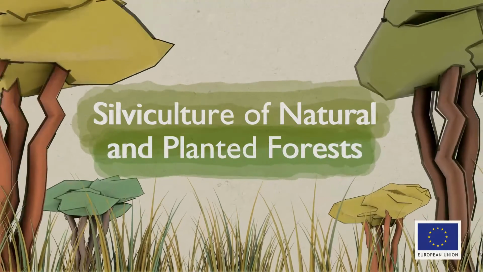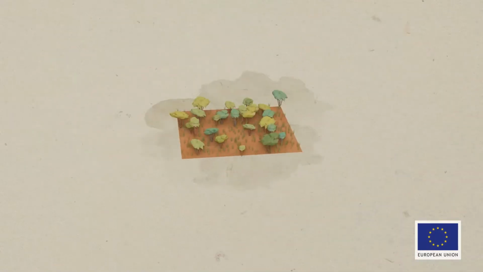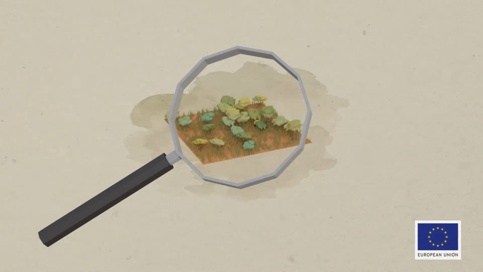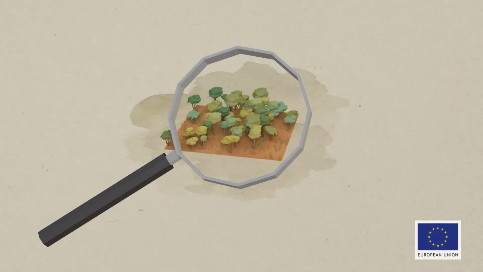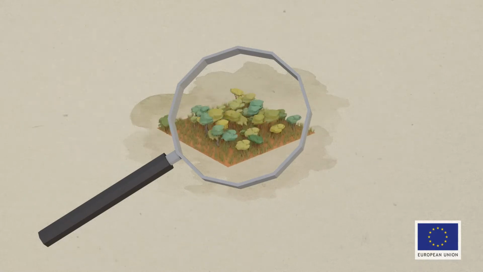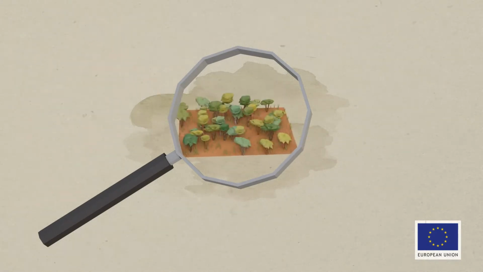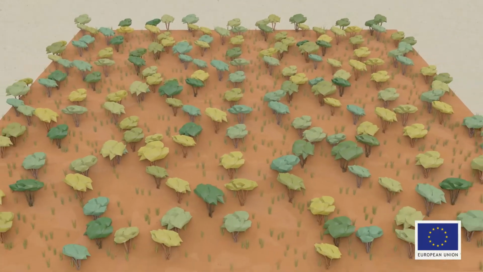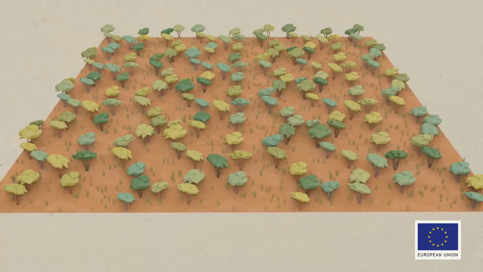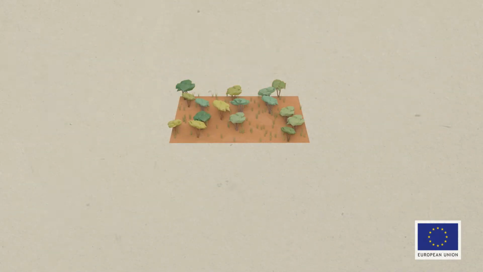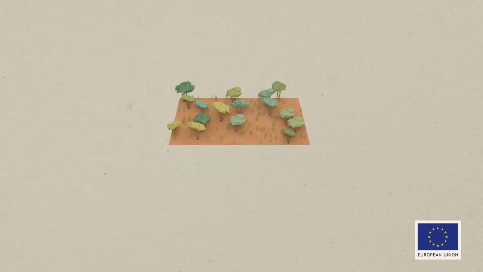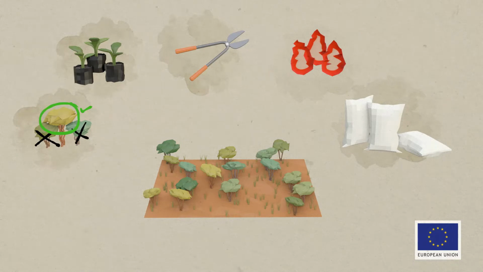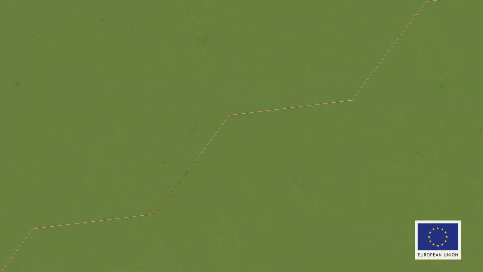Silviculture of natural and planted forests. Silviculture is the process of controlling the establishment, growth, composition and health of forests, mainly to increase the production of wood or other forest products, but also to improve the social and ecological functions of the forest. It can be applied to both natural and planted forests and is implemented at stand level and not on a broad level like forestry. Typical silvicultural treatments include regeneration, stand tending, thinning, and soil level treatments.